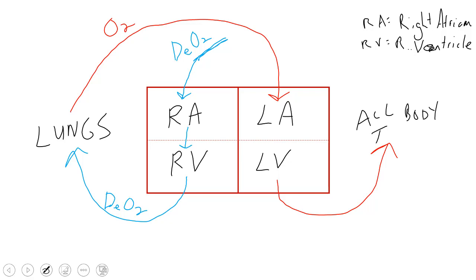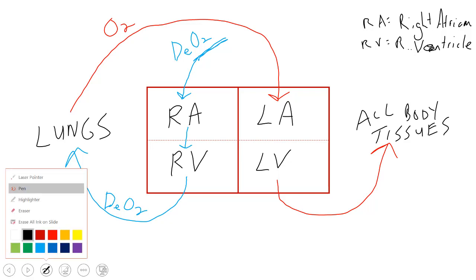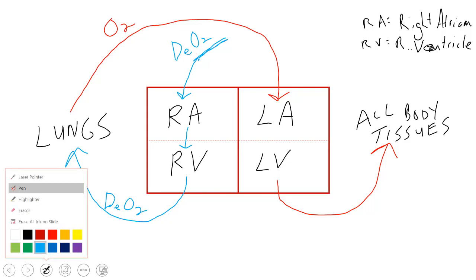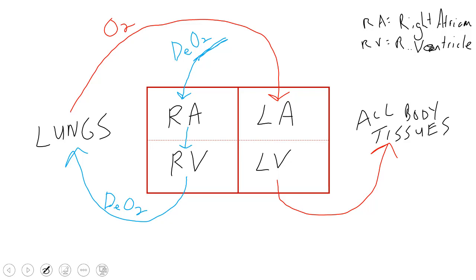So all body tissues of our body need oxygenated blood. And the oxygen is dropped off at those body tissues. And now we're going to go back to blue because we have deoxygenated blood, because the oxygen was dropped off. So actually I'm going to label, first of all, this arrow as oxygenated, O2. And now go back to blue, because now we have deoxygenated blood.